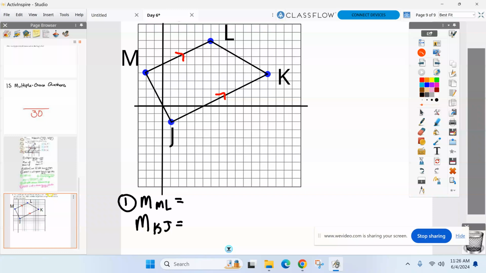They did come out to be different numbers, but hopefully they reduced to the same amount, correct? 6/12 and 4/8. Do a little reducing there, 1/2 each. Positive 1/2 for their slopes. Perfect.